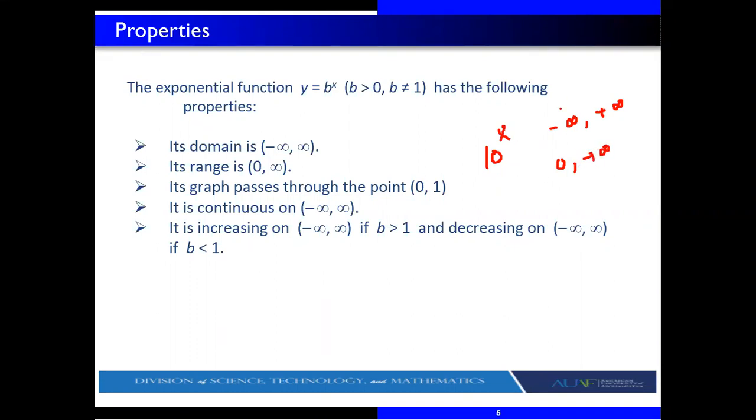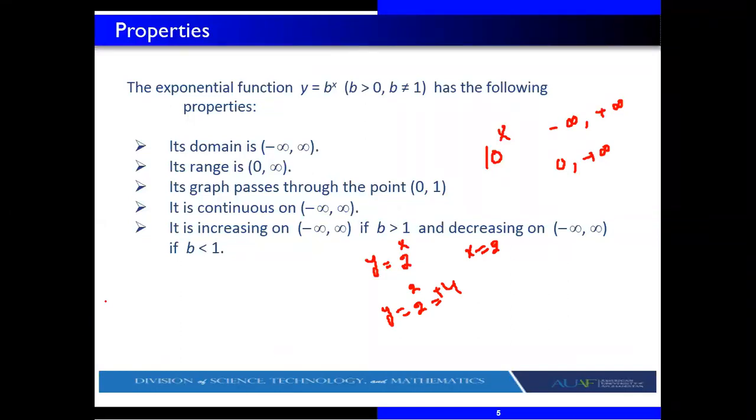How? For example, if we write y is equal to 2 power x, and let's suppose we give a positive number, x is equal to 2. So what will be the function result? y is equal to 2 power 2, equal to what? 4. This 4 is a positive number.